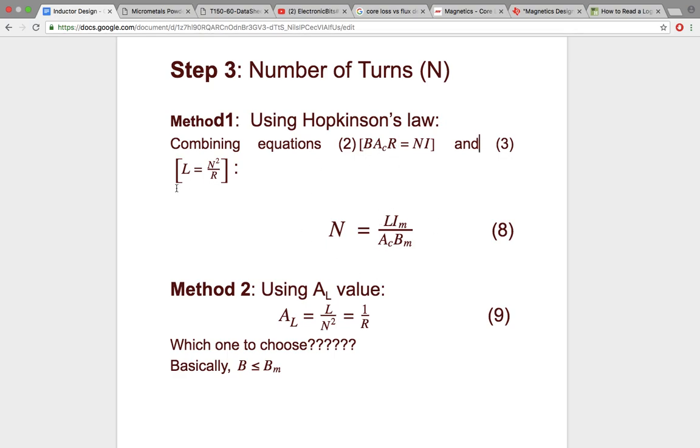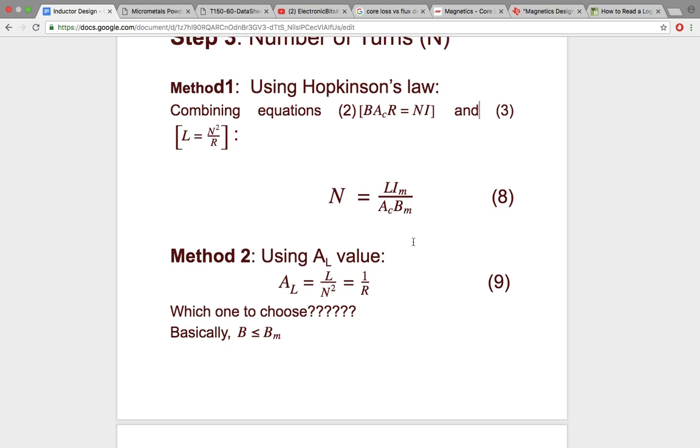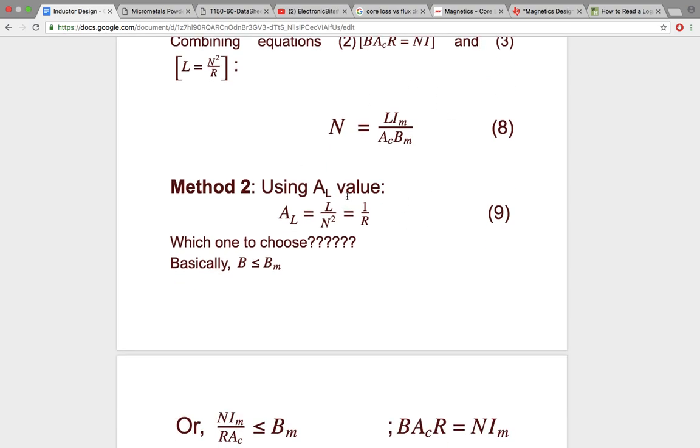Basically, R is being eliminated in both cases. So this is one equation using which we can find the number of turns, and there is one more variable which is provided by all manufacturers. You can find the value of AL of the core in almost all manufacturer data sheets, and it is very commonly used by many manufacturers, small scale and big scale industries also.